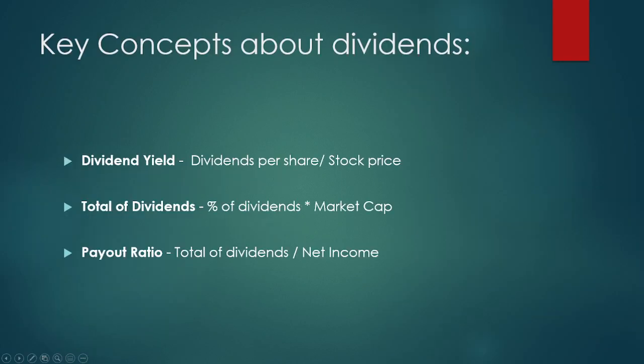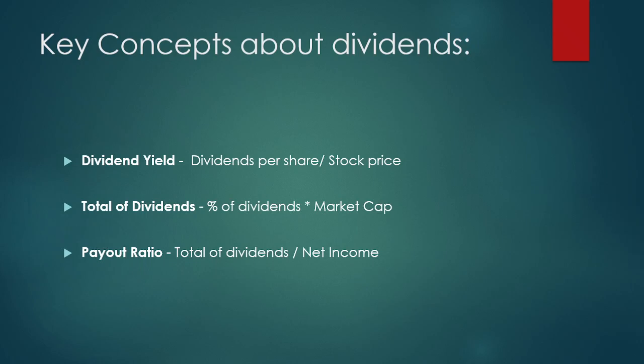Key concepts about dividends. Dividend yield is the return of the dividends. We can calculate this by dividing the dividend received per share by the share price. Total dividends paid by the company: we can calculate the total of dividends paid by a company by multiplying the dividend yield by its market capitalization. Payout ratio is the fraction of net income a firm pays to its stockholders in dividends.